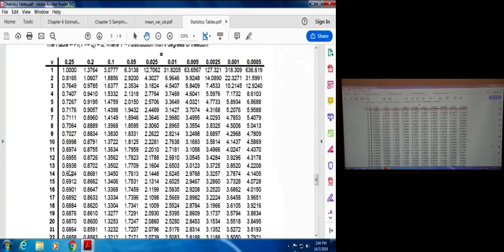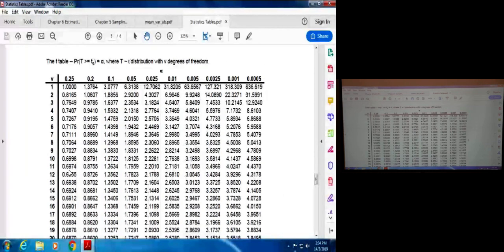This is what my colleague has given me. And basically, this is the t table, which you can see in the top left. It computes the probability that t is greater than or equal to t sub q is equal to alpha, I guess. There's only 4 of you here today, so we can just use a board.